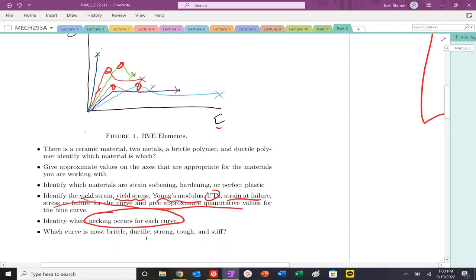Perfect plastic maybe, but it's not exactly sure. Maybe right at the very end for fracture there, but again, that's really where you're going to see that necking occur. Which curve is most brittle?